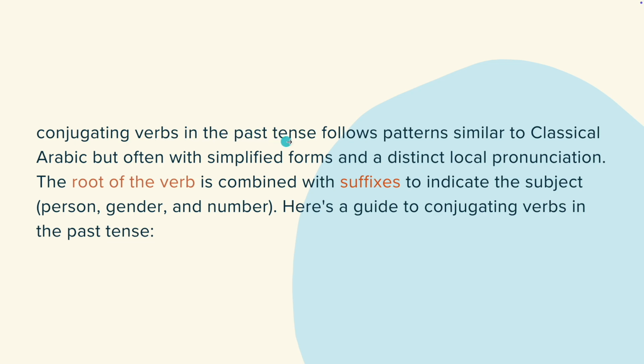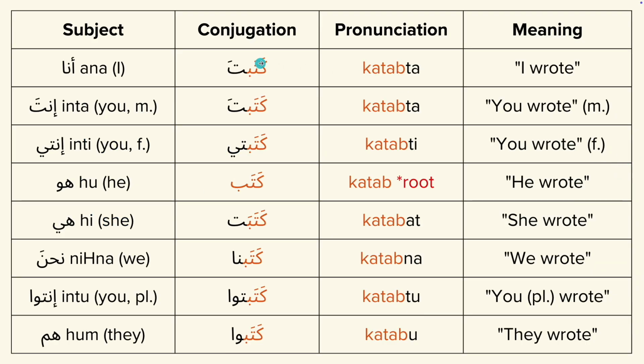Conjugating verbs in the past tense follows patterns similar to classical Arabic, but often with simplified forms and a distinct local pronunciation. The root of the verb is combined with suffixes to indicate the subject, meaning the person, the gender, and the number. Here is a guide to conjugating verbs in the past tense. Now we will try to learn using the verb root, katab, which is to write. Let's learn how to say I wrote, you wrote, he wrote, and so on.